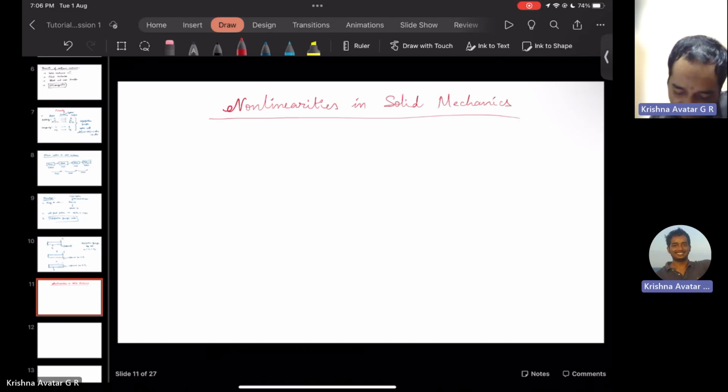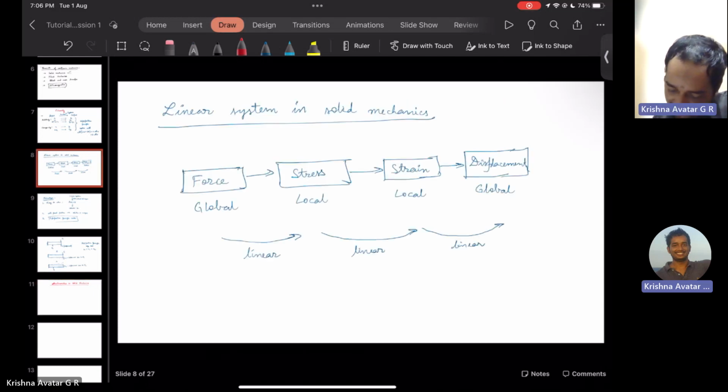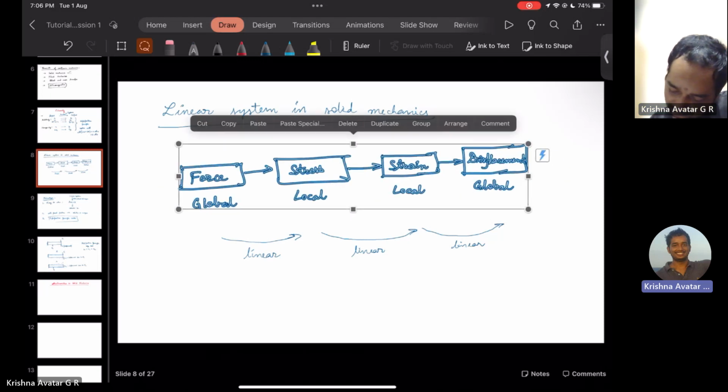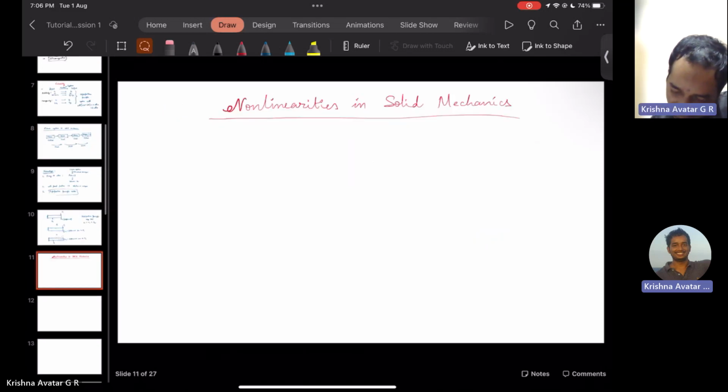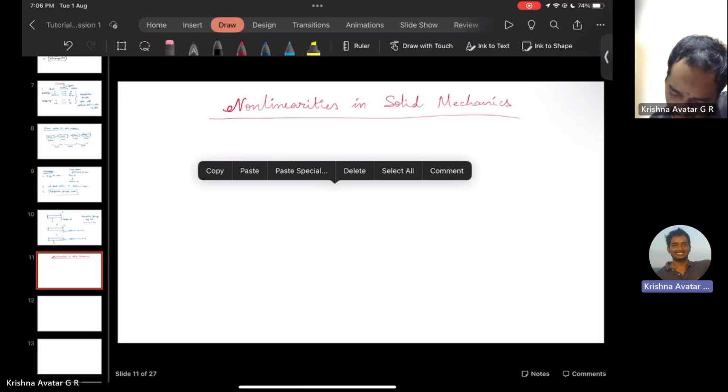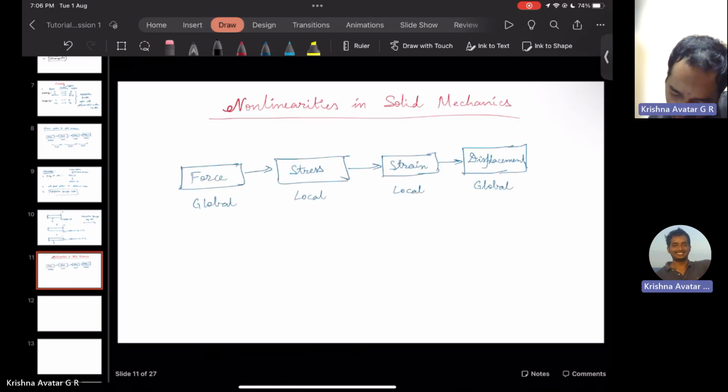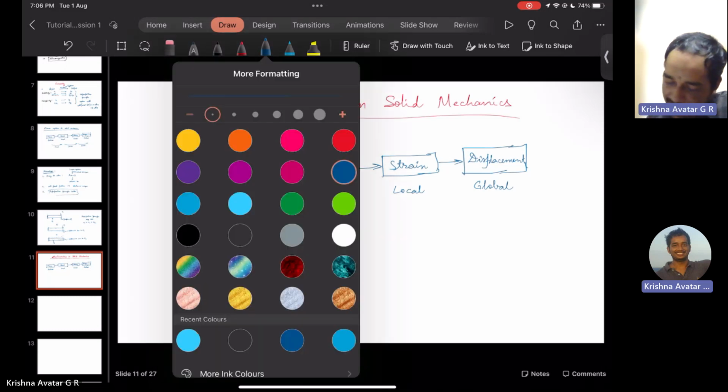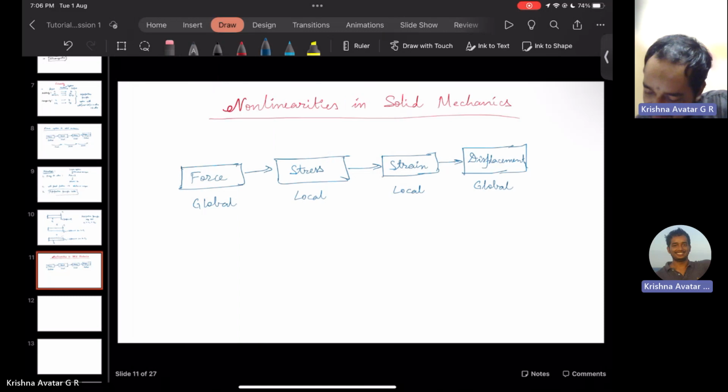Now I must go back to the figure that I had drawn. Okay, I'll just copy this, paste it here, and then we'll try to analyze what I'm trying to say. Now you see, in this figure, it captures, let's just take a look here.